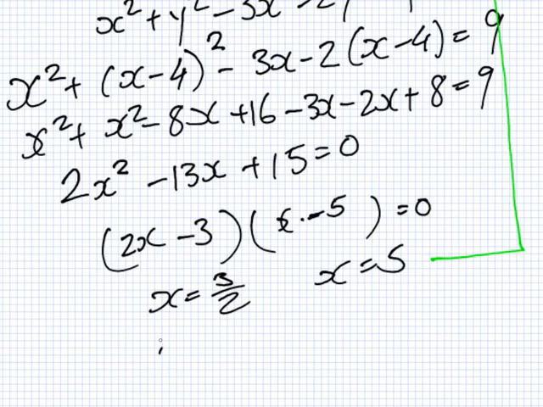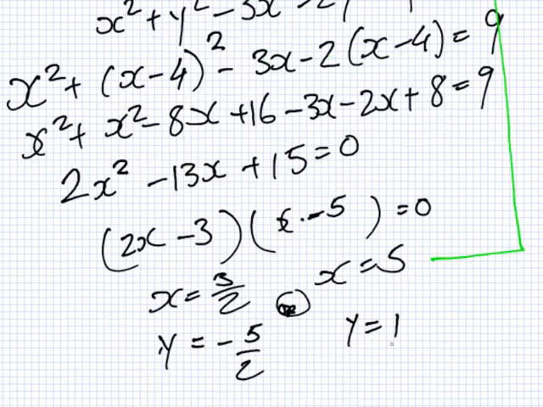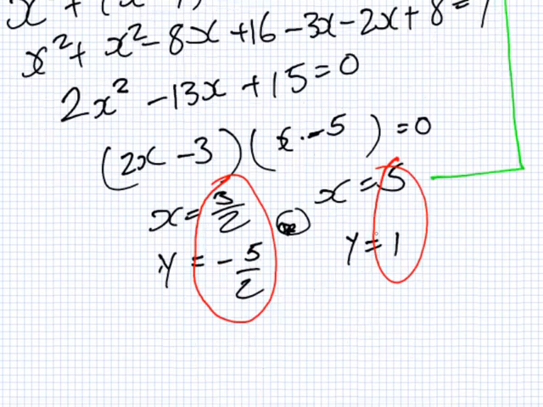Okay. So here, 3 over 2 minus 4. What's that? 5 over 2, is it? Minus 5 over 2. Or 5 minus 4, 1, is it? Yeah. So there are my two answers. The first answer is 3 over 2 and minus 5 over 2, and the second answer is 5 and 1.